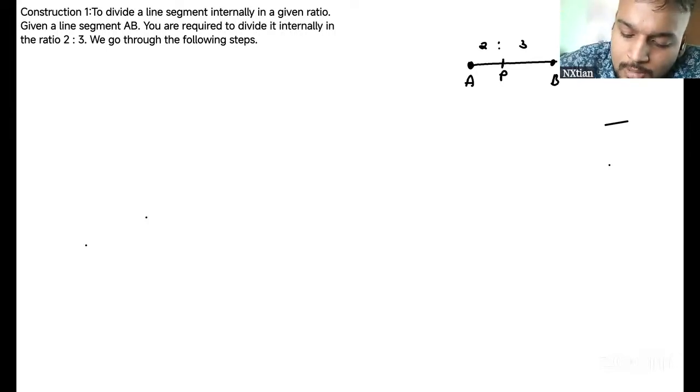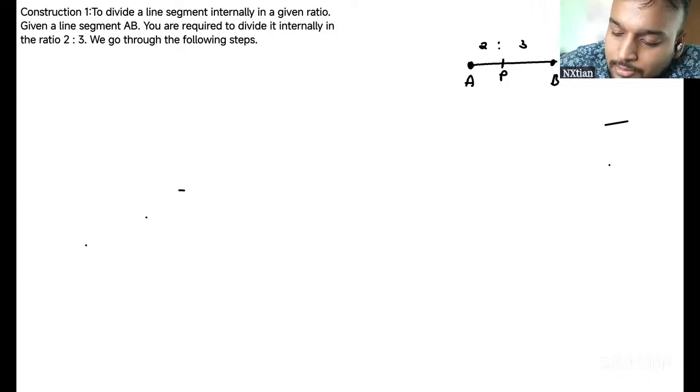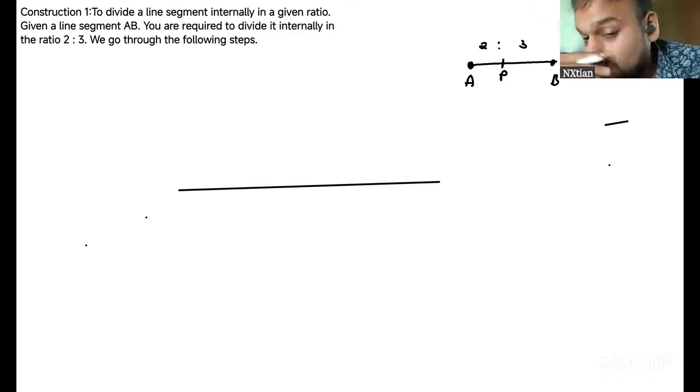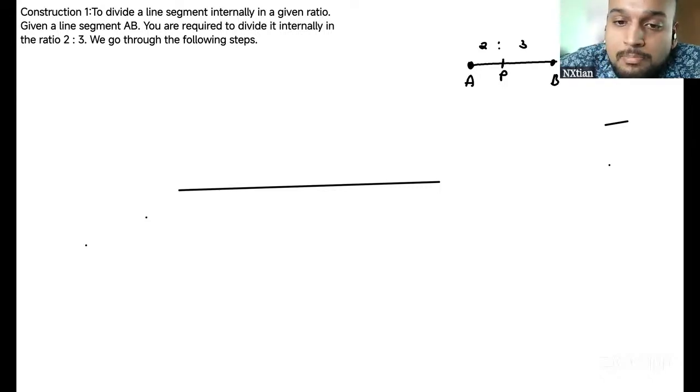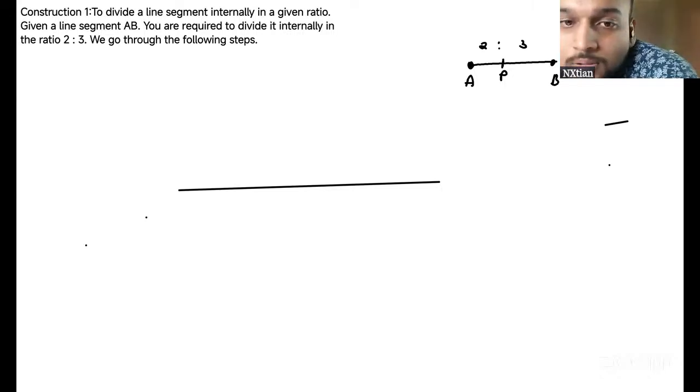Now I will use a ruler. Because there is no mention that you should take this much or that much, I'm taking any line segment. One more thing: your diagram should be big enough. Right now no measurement is given, and if you make a small diagram, it will become very hodgepodge and look very messy. So the diagram should be big enough. Understood?